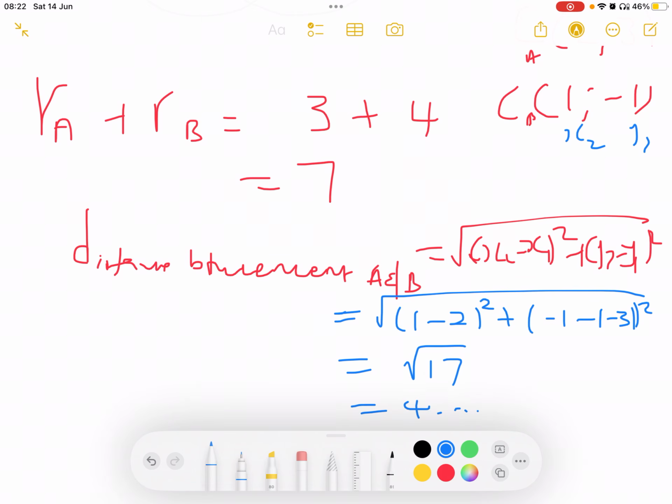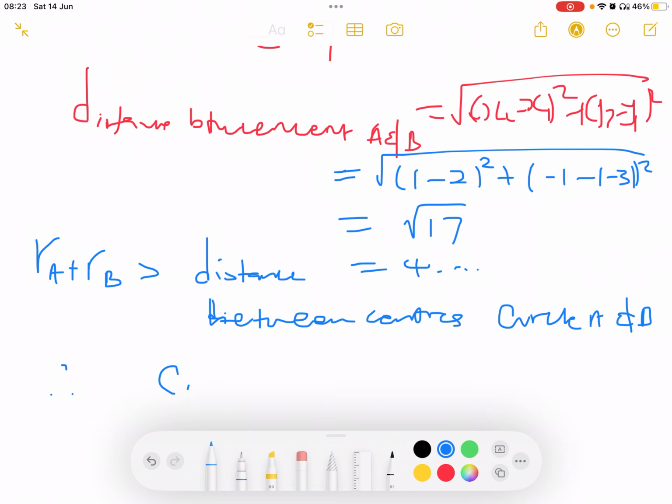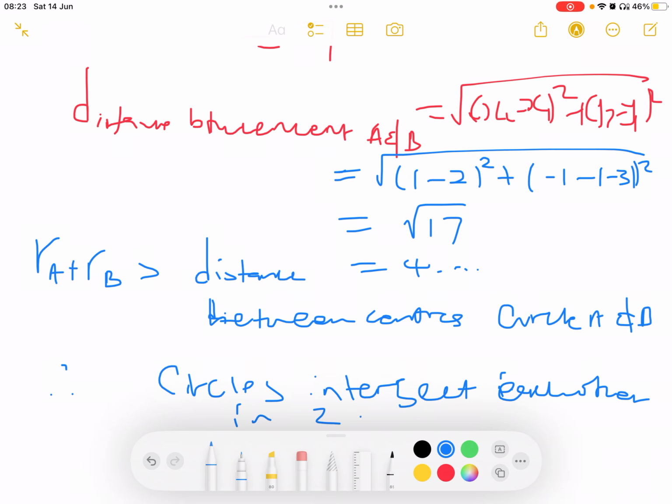And that means radius A plus radius B is greater than the distance between the centers of circles A and B. Therefore, I'll make this judgment that the circles intersect each other in 2 points.